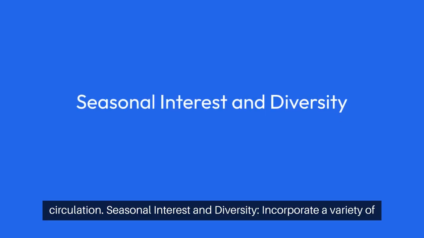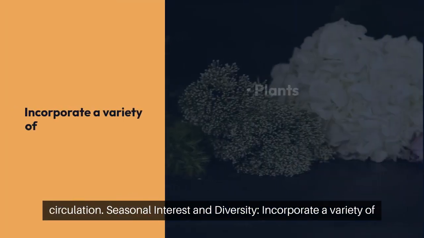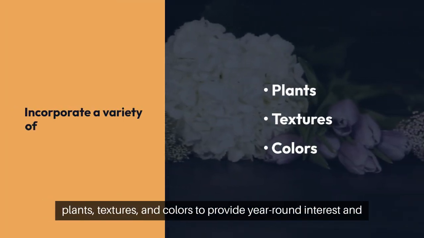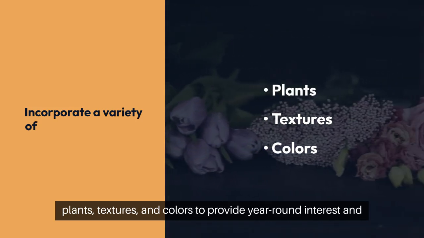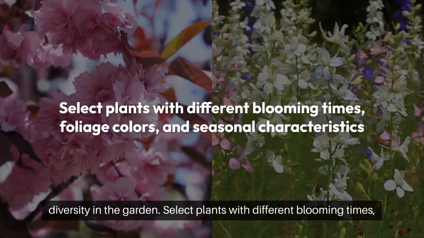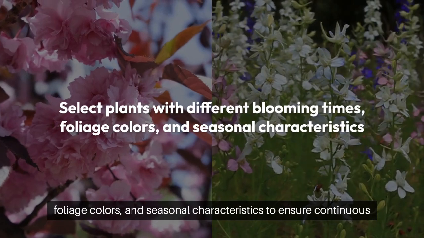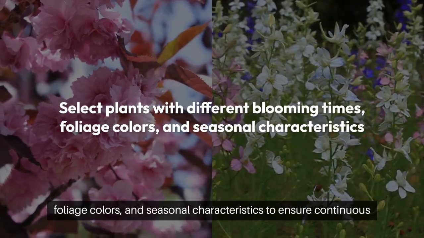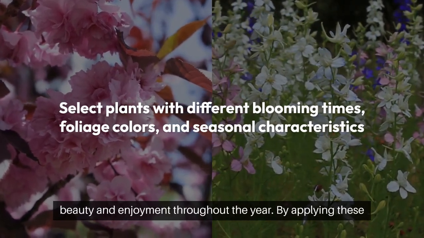Seasonal interest and diversity. Incorporate a variety of plants, textures, and colors to provide year-round interest and diversity in the garden. Select plants with different blooming times, foliage colors, and seasonal characteristics to ensure continuous beauty and enjoyment throughout the year.